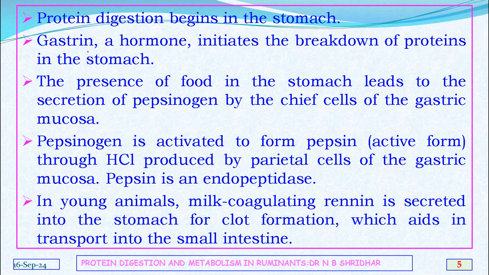Coming to protein digestion, it begins in the stomach itself in most animals, in the case of monogastric animals.